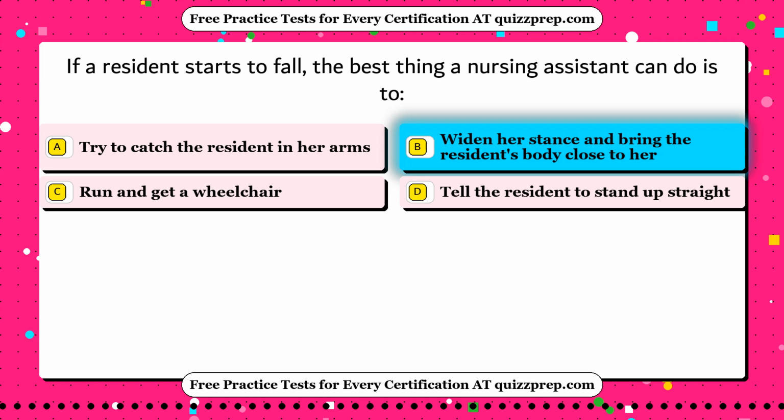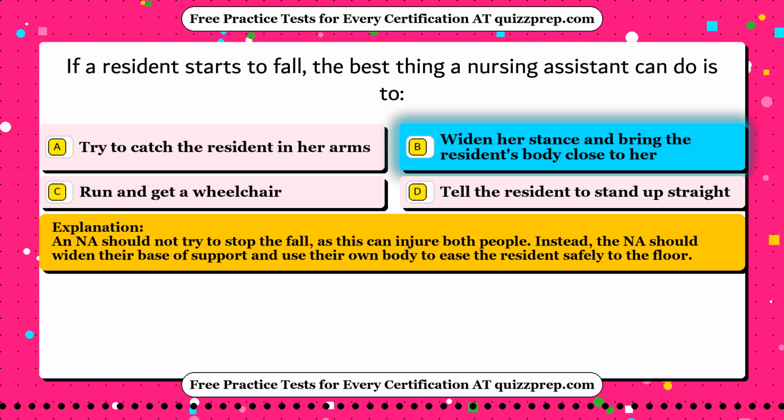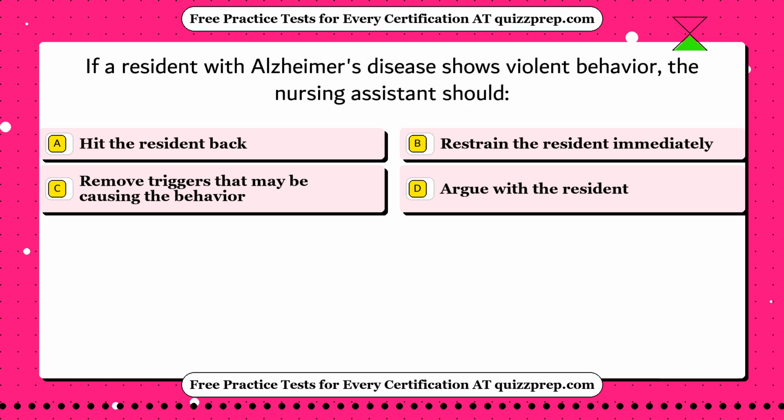The correct answer is option B, widen her stance and bring the resident's body close to her. A nurse should not try to stop the fall, as this can injure both people. Instead, the nurse should widen their base of support and use their own body to ease the resident safely to the floor.